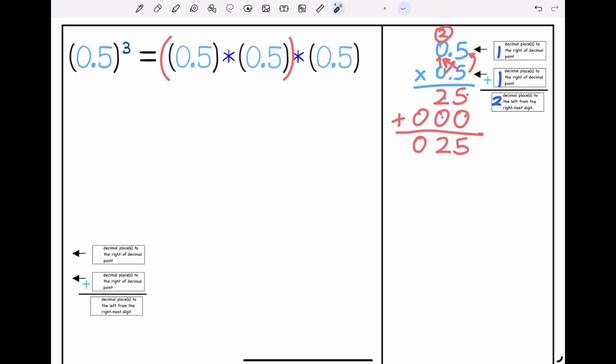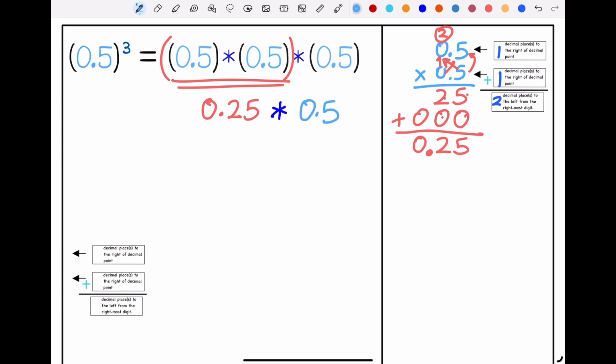So to place the decimal point, we have to start from the very right digit, and we move 2 decimal places to the left. So we go 1, 2. This is where we're going to put the decimal point. So our final answer is 0.25. So we're going to replace these 2 0.5s with their product of 0.25. But we're not done yet. We have another 0.5 over here.